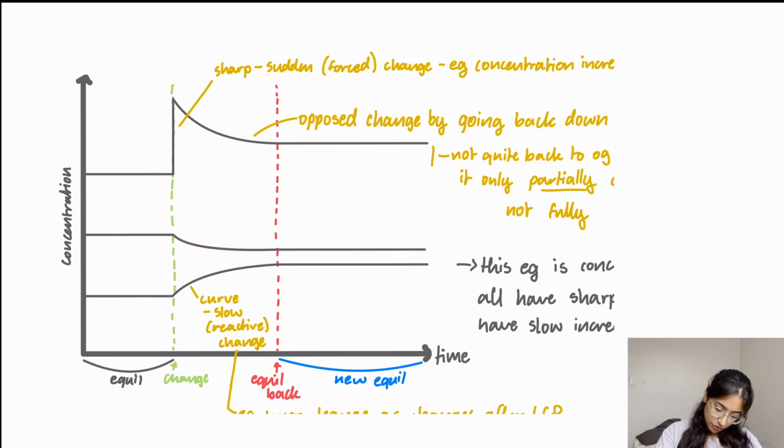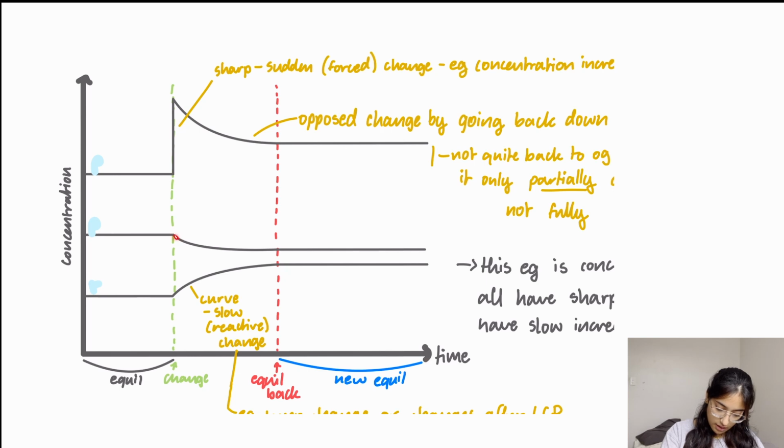Now, we can also notice that this one is also decreasing down, whereas this one is increasing up. And what that tells us is that, say this is a product, right? Let me write this in quickly. Say this is a product, and this is a reactant.